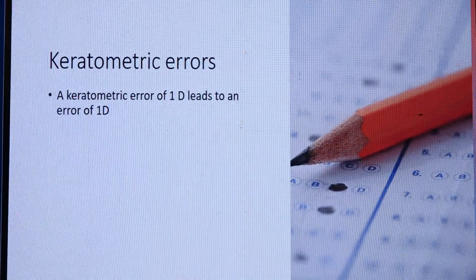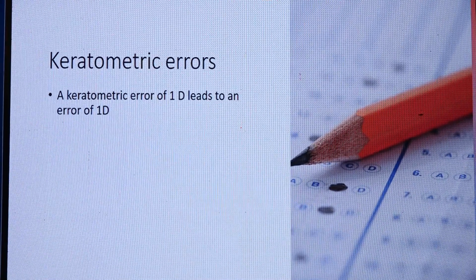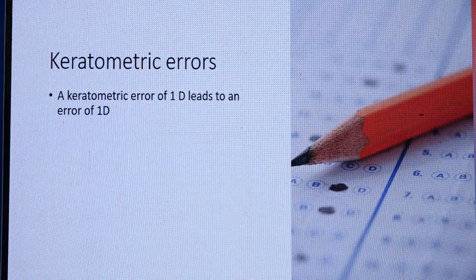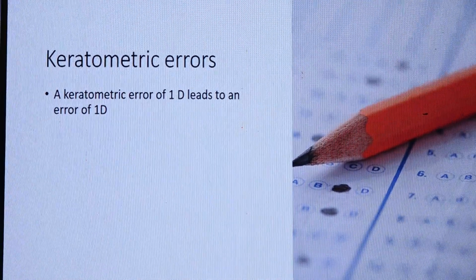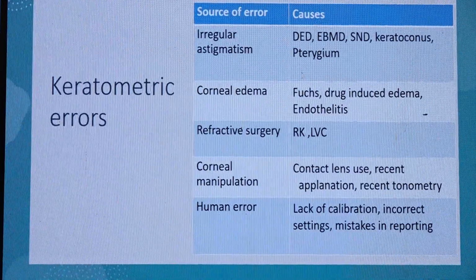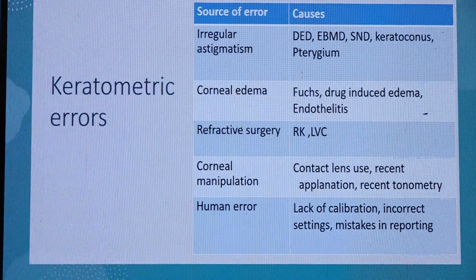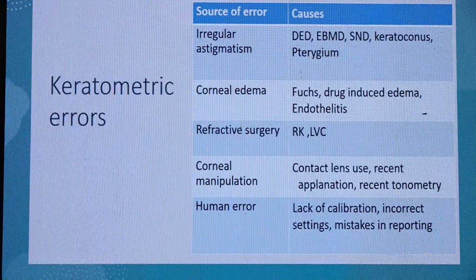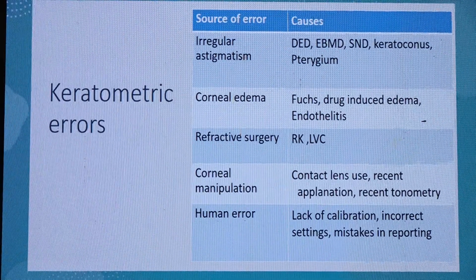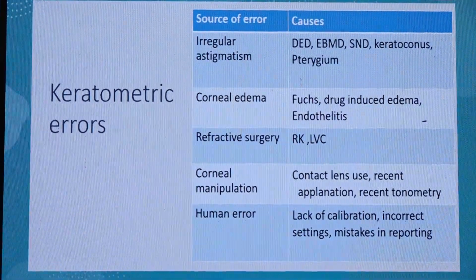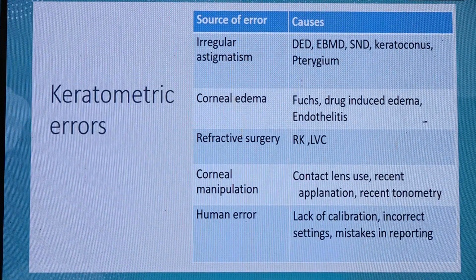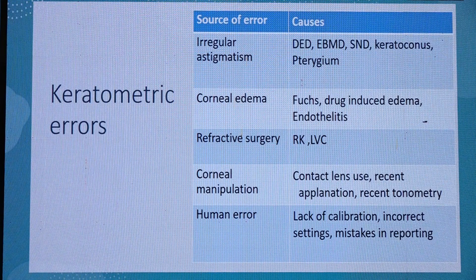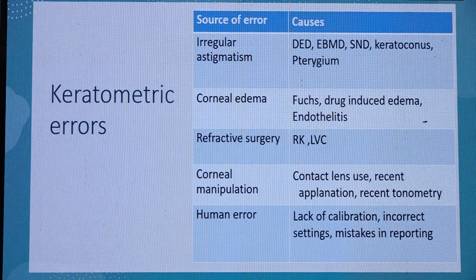Keratometric errors have a 1:1 ratio: an error of 1 diopter in keratometry can result in 1 diopter of postoperative refractive surprise. These could be the sources of keratometric errors. We should always exclude dry eye disease, epithelial basement membrane disease, Salzmann's nodular degeneration, and even pterygiums whenever we are doing keratometry. And we should avoid using any drops prior to doing keratometry.